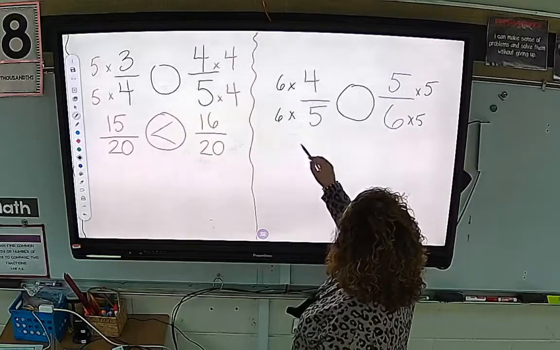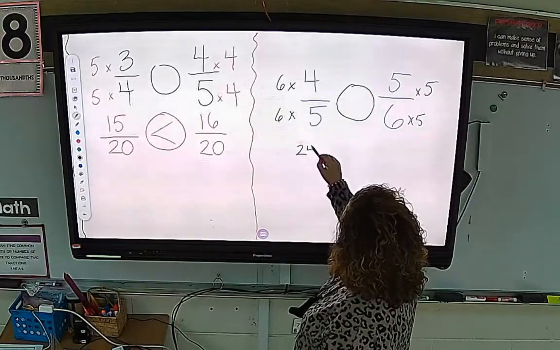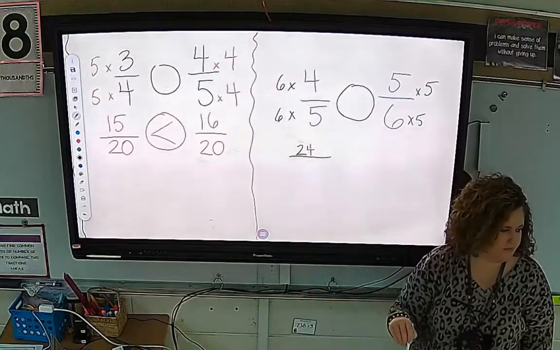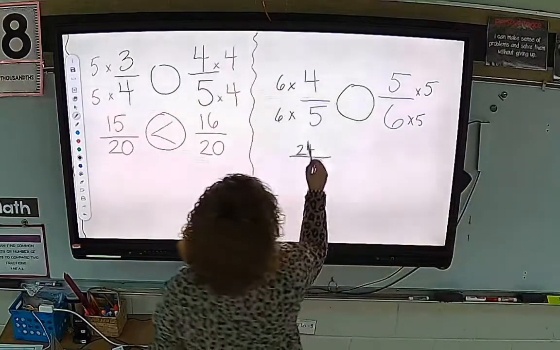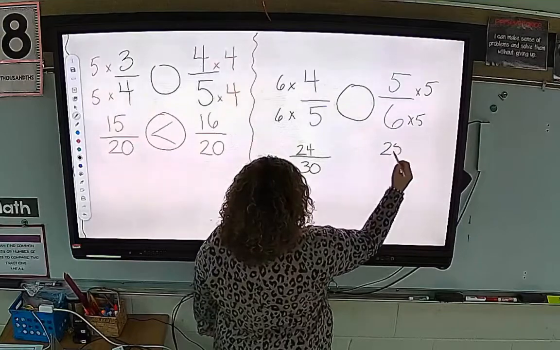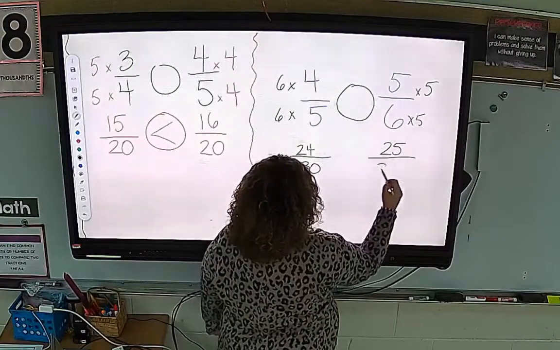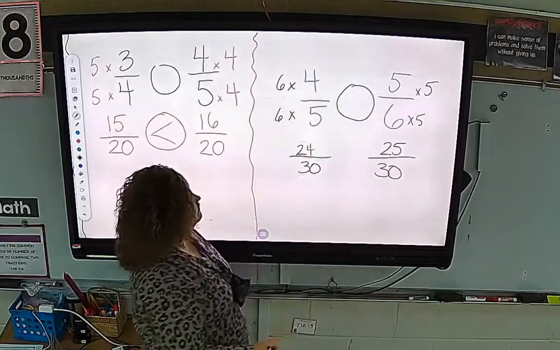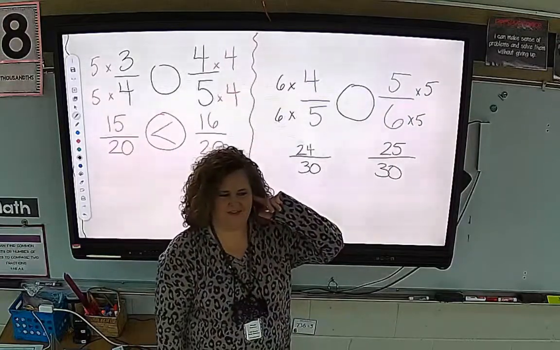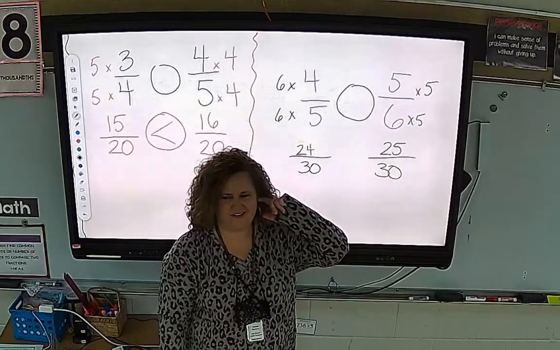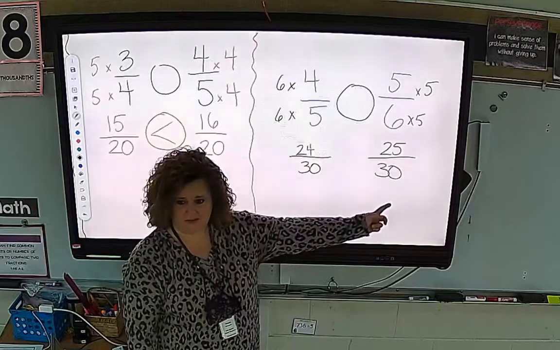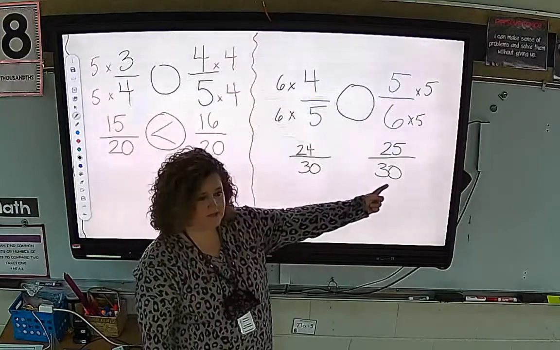6 times 4 is what, everybody? 24. And what would be our new denominator? What is 6 times 5? 30. 5 times 5 is 25. And 6 times 5 is, again, 30. Now, I don't know about you, but when I first saw 4/5 and 5/6, I was like, oh, I could probably figure that out without this steal it and hide it. They're pretty close, but I did not realize they were that close. They're only one little piece away from each other.